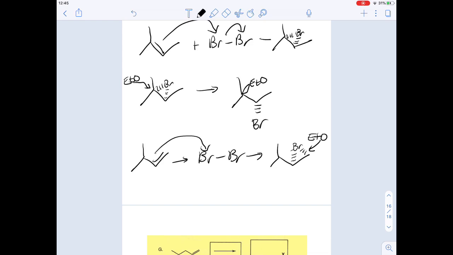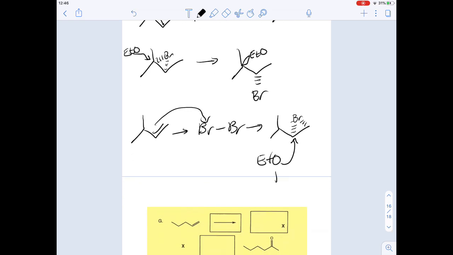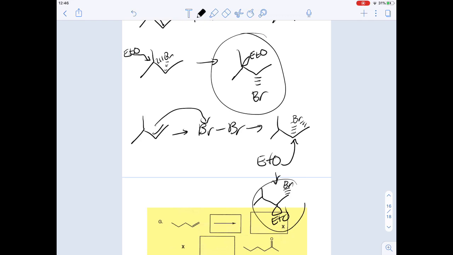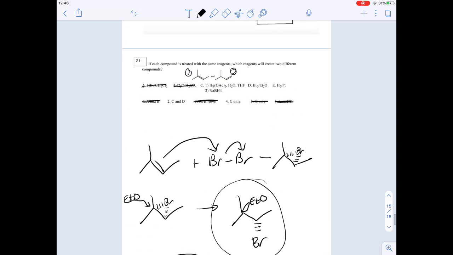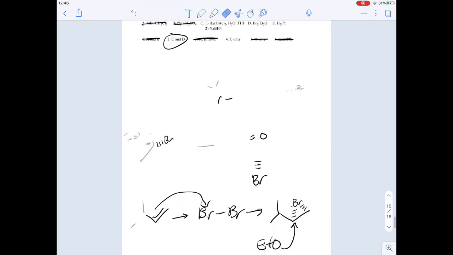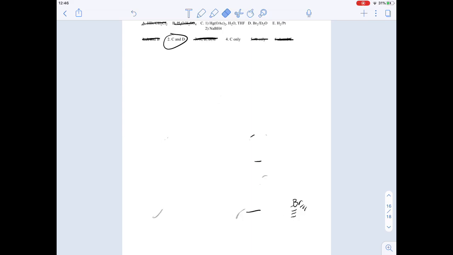Okay, so now the ethoxide is going to attack the more substituted side. Wow, okay, I'm really just messing up here. The ethoxide is going to attack the more substituted side, and that's going to give you, I'm running out of space, Br on a dash, and ethoxide on a wedge. And you can see that these are not the same. So the answer is going to be 2C and D, but we'll keep going.